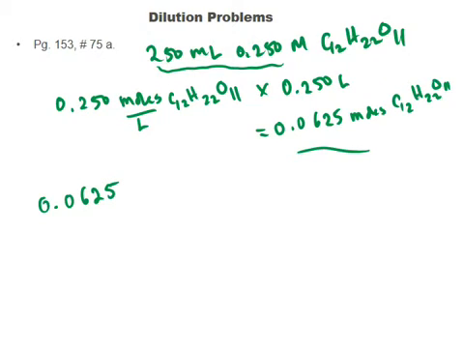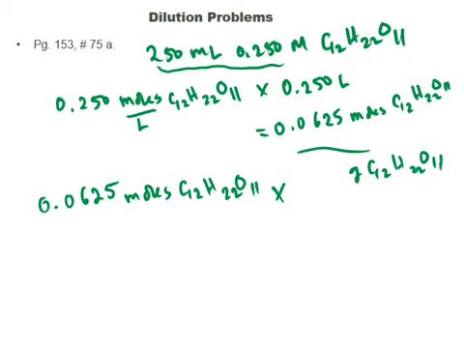That's moles C12H22O11. And I need to get gram of that. So gram of C12H22O11. Remember, we're looking for gram-mole relationships. That's mole of C12H22O11. Now, you can readily calculate mole gram.